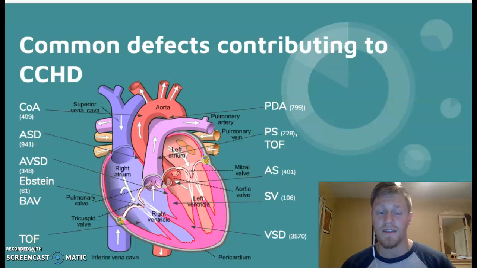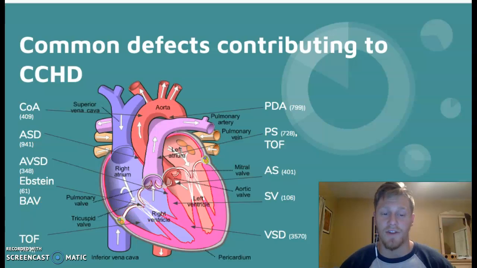Atrial septal defect is a hole in the septum or the wall between the two chambers of the heart. Atrioventricular septal defect is an improperly developed atrial and ventricular wall and adjoining valves. Epstein's anomaly is a malformed tricuspid valve. So right here is a tricuspid valve. It will either be stiff or it will cause regurgitation.